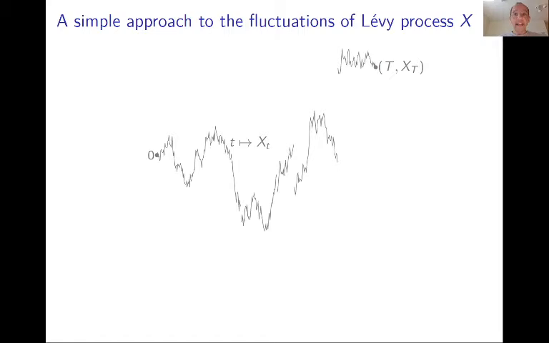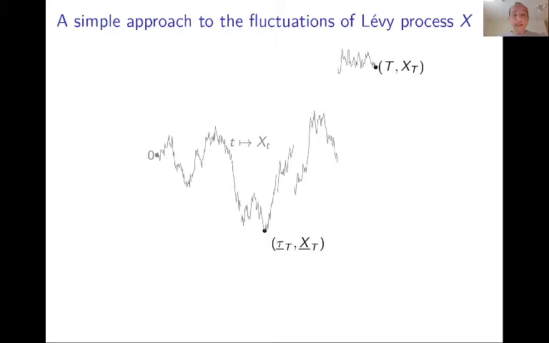Okay, so X is a Lévy process, meaning that it's a continuous time process with stationary independent increments. Its trajectory will look something like this. It'll have some jumps. It'll possibly have infinitely many small jumps, microscopic jumps that you can't see in the picture, and may have a Gaussian component.